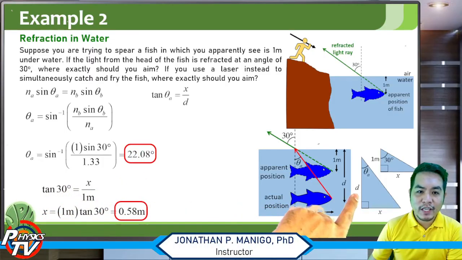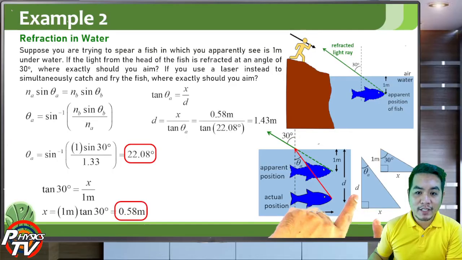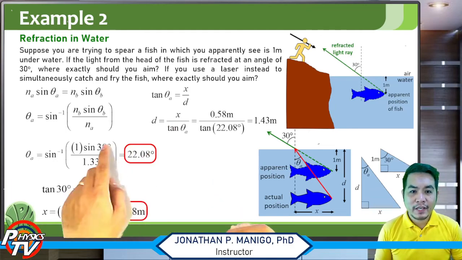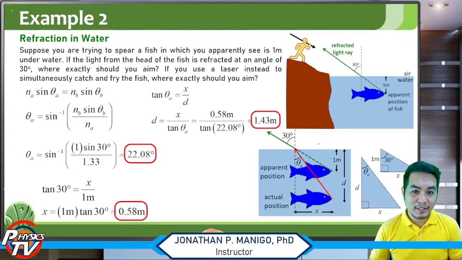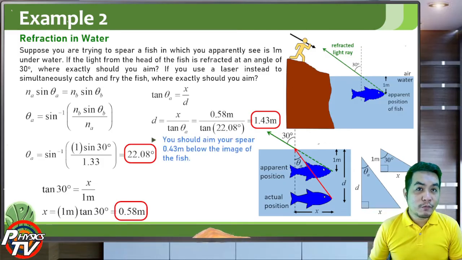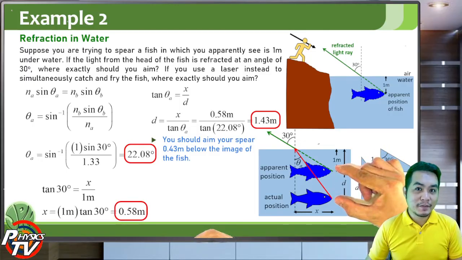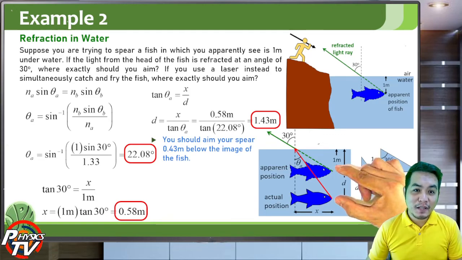Then we can now solve for d, again using tangent. Tangent of theta A is opposite over adjacent, which is x over d. That's a property of tangent. We can then solve for d: x over tangent theta A, and we see that d is 1.43 meters. So, where should you aim? You should aim 0.43 meters below the actual fish. If you see the actual fish, that's 1 meter below the boundary, you should aim, sorry, not 43 meters, 0.43 meters, 43 centimeters below that in order to spear the actual fish.